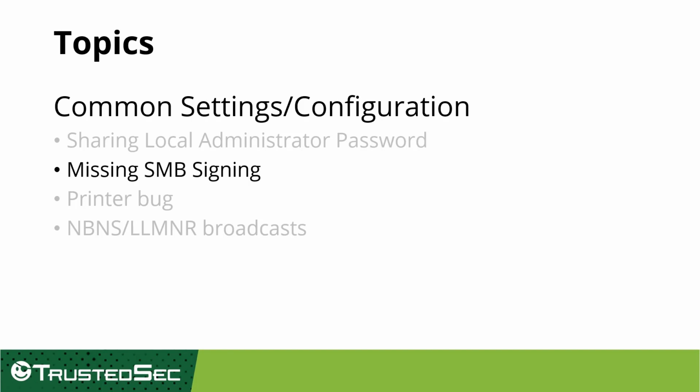Then we will go over what sort of attack surfaces exist when SMB signing is not set to required, and how we can configure this in a group policy to mitigate the abuse. The printer bug is also a common attack that we see a lot, and we're going to look more into this, as well as how to disable the print spooler through group policy to prevent abuse. And lastly, we are going to look at how NBNS and LLMNR broadcasts are abused, and how we can mitigate that as well.